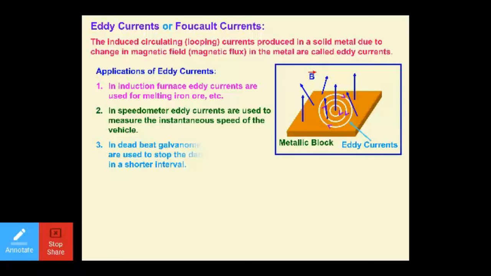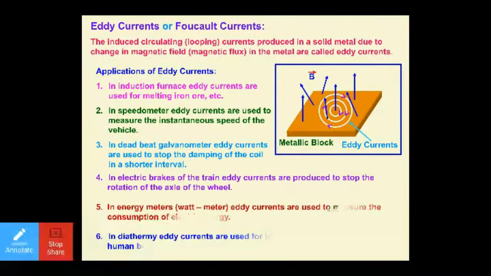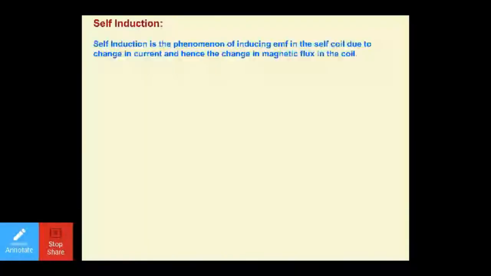Eddy currents, also known as Foucault currents. Application of eddy current: induction furnace. You must have seen an induction furnace on which your father or mother cook food, right? Eddy current can also be used in instantaneous speedometers, deadbeat galvanometers, electric brakes, energy meters, and several others, right? So these are the areas where you can see the application of the eddy current.